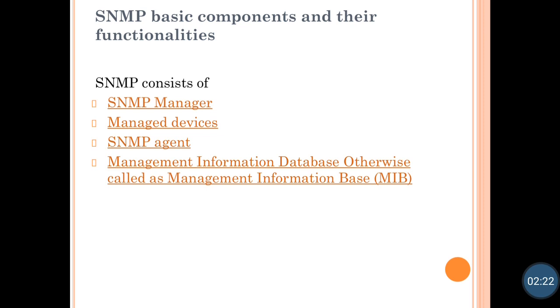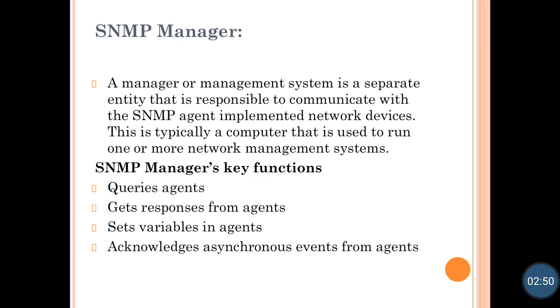Basic components and their functionalities in SNMP. SNMP consists of four components. First, SNMP manager. Second, managed devices. Third, SNMP agent. And fourth, management information database, or you can say management information base. You can represent it as MIB. So we will consider these one by one.